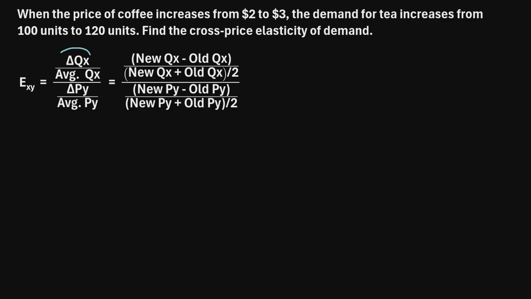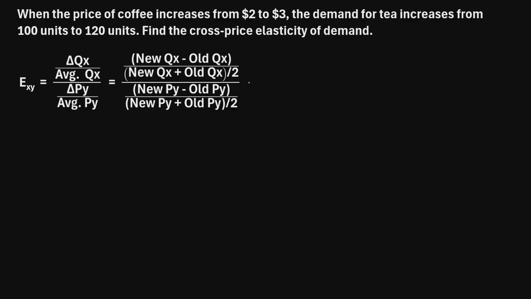Now, specifically, the change in the quantity demanded of X is just equal to the new quantity demanded of X minus the old quantity demanded of X. And then the average quantity demanded of good X is simply the new quantity demanded of X plus the old quantity demanded of X divided by 2. And similarly, the change in the price of Y, that's simply calculated as the new price minus the old price of Y. And the average price of Y is just the new price of Y plus the old price of Y divided by 2. So this looks like a lot of numbers, a lot of moving parts, but it's actually quite simple when we get down to it.